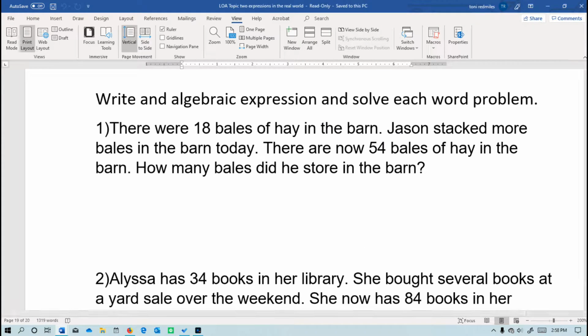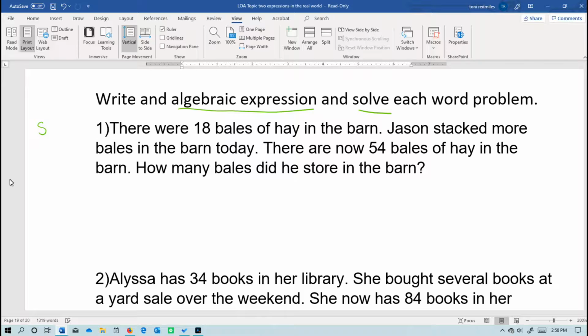There were 18 bales of hay in the barn. Jason stacked more bales in the barn today. There are now 54 bales of hay in the barn. How many bales did he store in the barn? So it says to write an algebraic expression and then solve. So it's kind of a two-part.